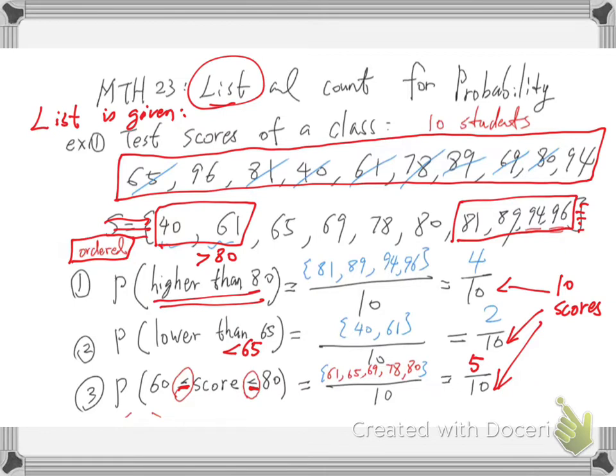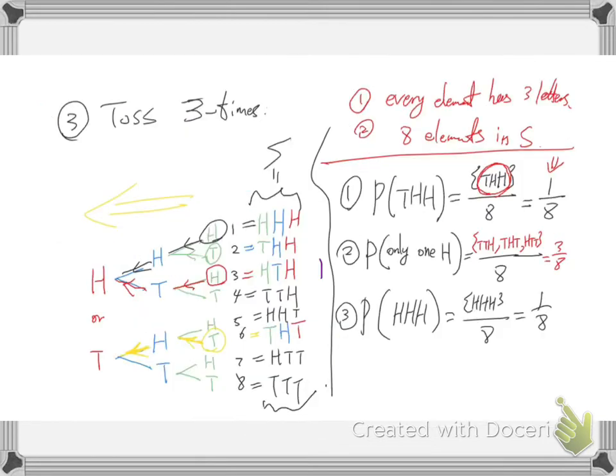So this is the given list problem. We use the idea of set S. First, we have an ordered list, and the total number will be our denominator. Then we look at the condition: how many numbers satisfy the condition? Put all those numbers on top, and then count them. You got the numerator. So that's case 1. Case 2, the list is not given.